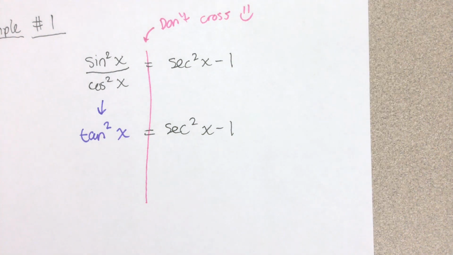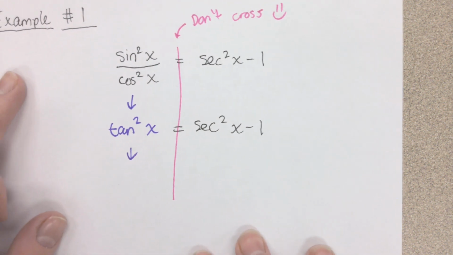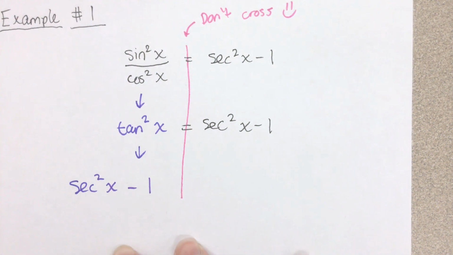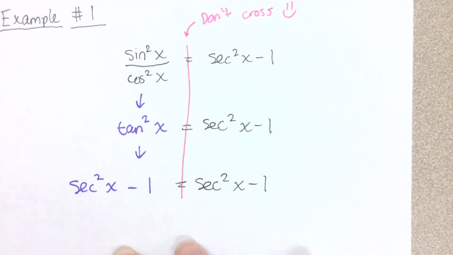So I'm going to keep going on that left side, and I'll replace that tangent squared x with what it's equal to. Secant squared x minus 1 equals secant squared x minus 1. That's a true statement. We are done.